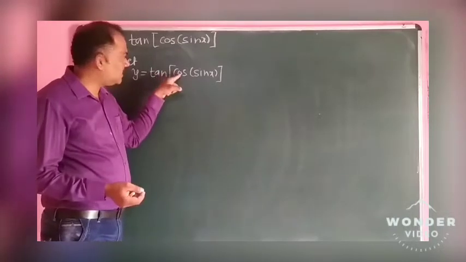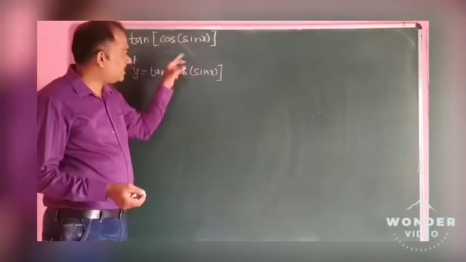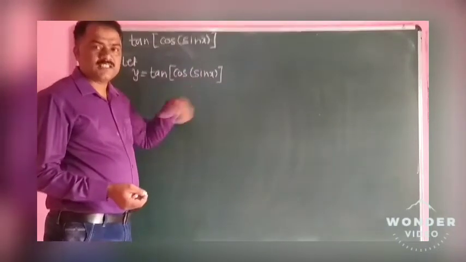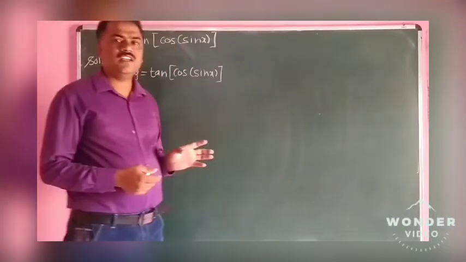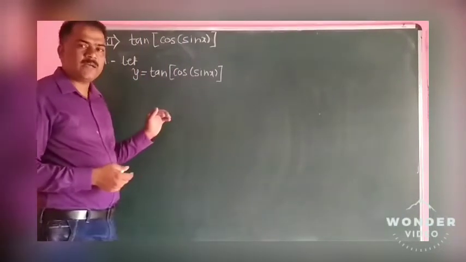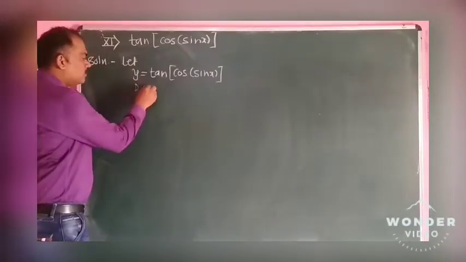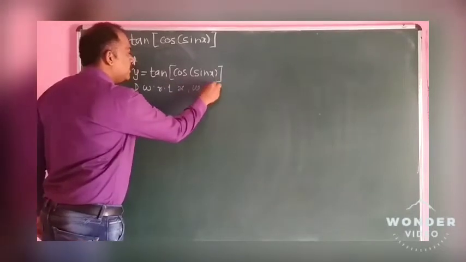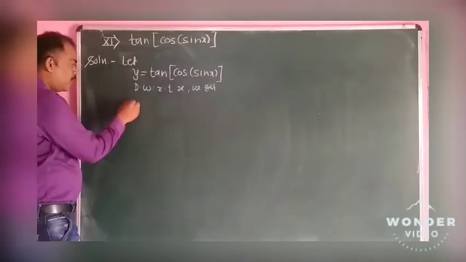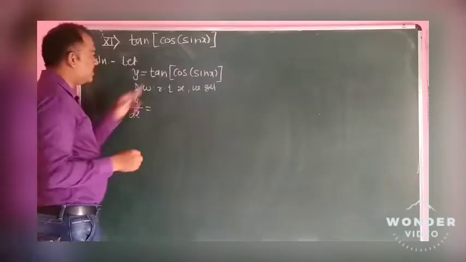After tan we have to take the derivative of cos. What is the angle of cos? Sin x. After that we have to take the derivative of sin x, so that it is a chain of derivatives, so it is also called the chain rule, or we have to solve this example by using the chain rule. Differentiate with respect to x, we know that derivative of y with respect to x is dy by dx. First we have to keep the finger on tan.